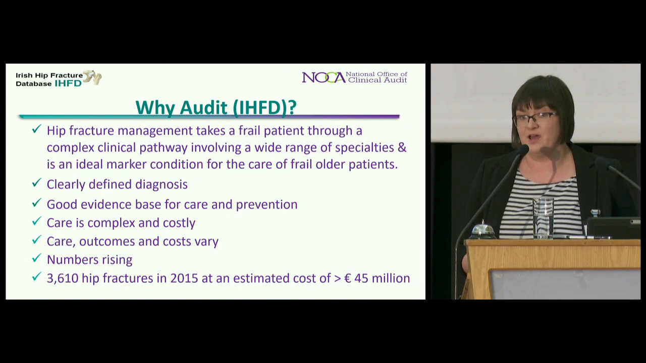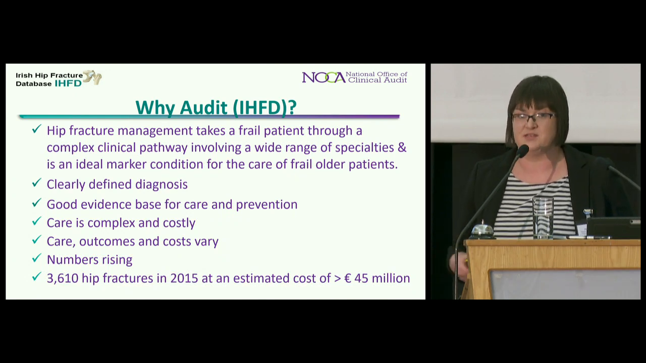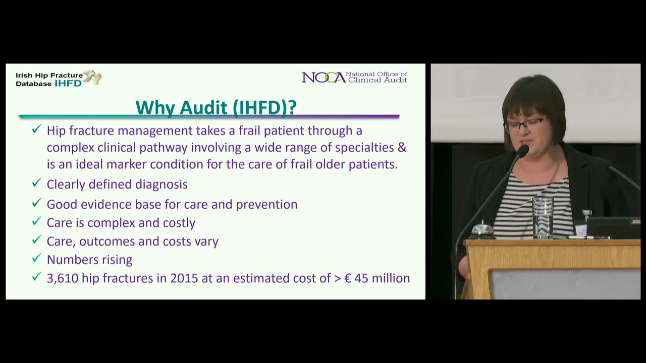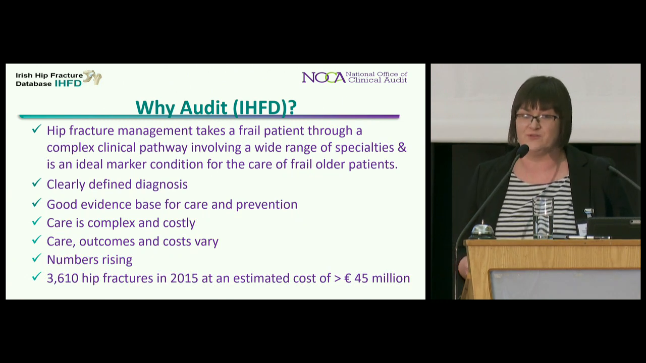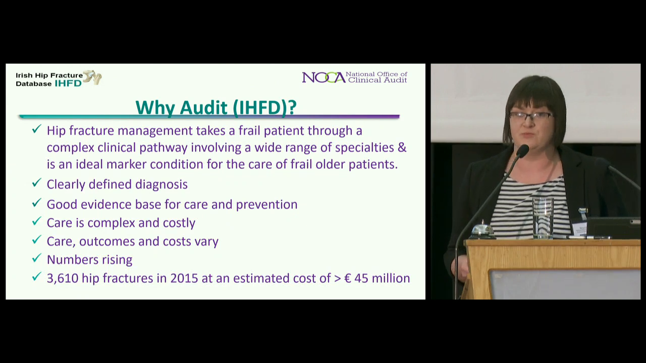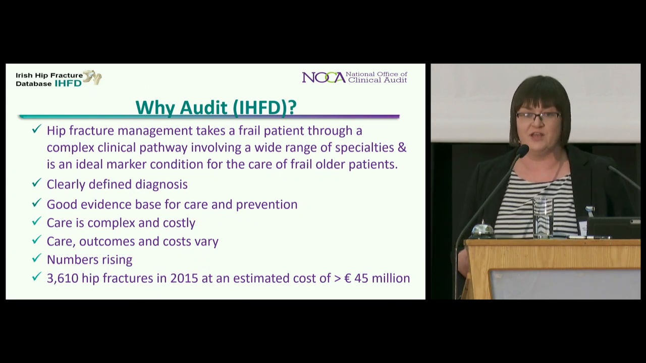We know that care outcomes and costs vary from site to site. We have 16 trauma hospitals in Ireland, and there's huge variance in how hip fracture patients are cared for, despite the small number of hospitals. We also know that the numbers are rising. We can't get away from this. Our population is aging, and our old population in particular are almost going to triple in the next 20 years. So we're going to be seeing lots more hip fractures unless we try to do something now to prevent them.